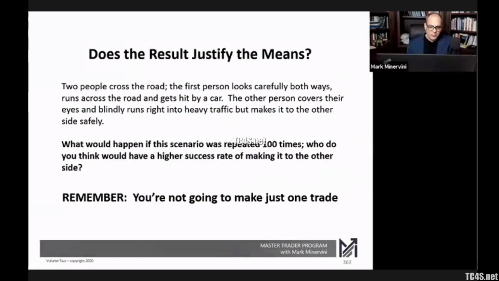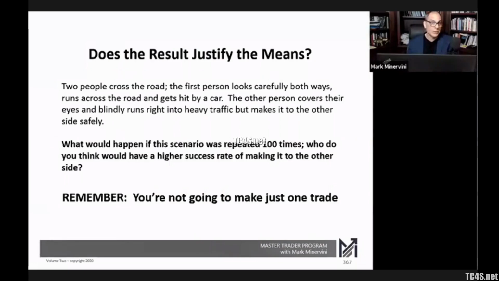But first, let's talk about how not all gains are created equal, and the result doesn't necessarily justify the means. So I'll give you an example here. Two people are standing on the side of a highway, and the first person looks carefully across the street. He looks both ways, and very carefully goes across the highway and gets struck by a car, right? Is killed by a car.